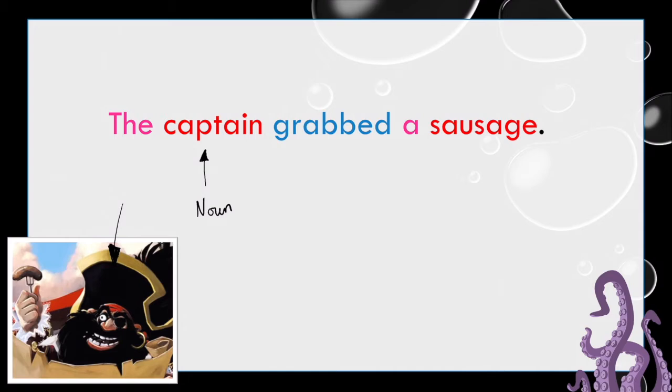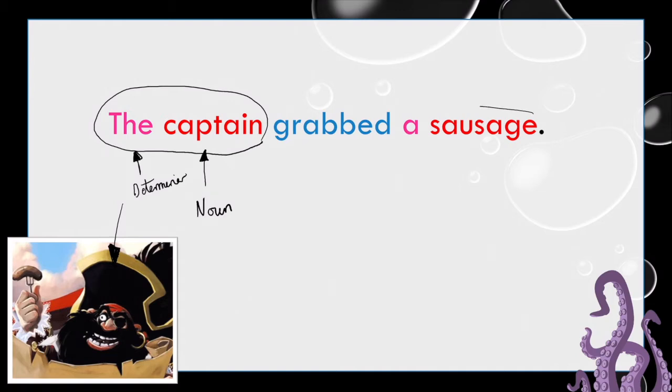But because there is more than one captain, not necessarily on the ship, but in the world, captain isn't his name, captain is what he is. It's a type of thing. So we also need this. This is a determiner. Okay. So this determiner and this noun together are acting as a noun phrase. They're telling us who this sentence is about. And in this case, the sentence is about the captain.